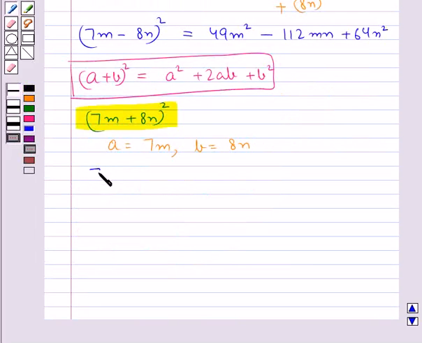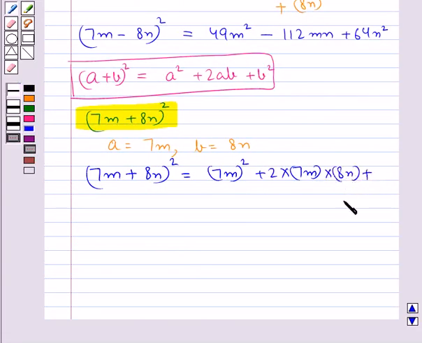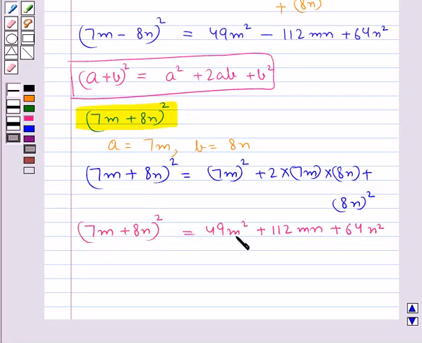So we have (7m plus 8n) the whole square is equal to (7m) the whole square plus 2 multiplied by 7m multiplied by 8n plus (8n) the whole square. And this is further equal to 49m square plus 112mn plus 64n square. That is, the expression (7m plus 8n) the whole square is equal to 49m square plus 112mn plus 64n square.